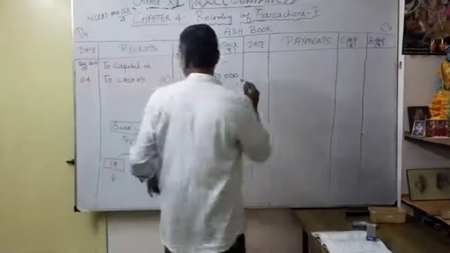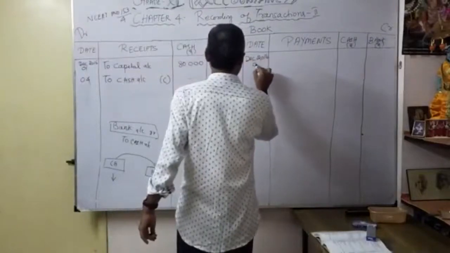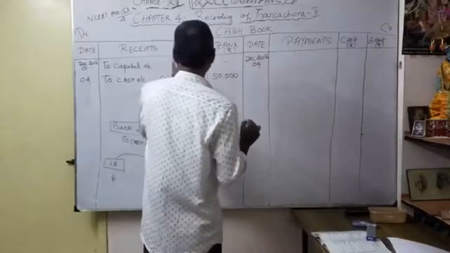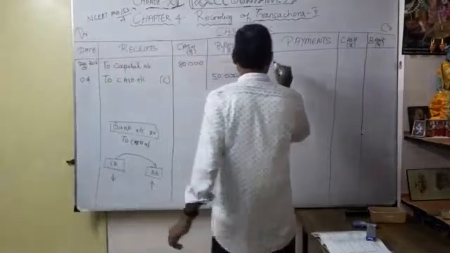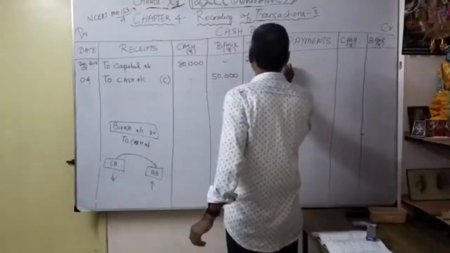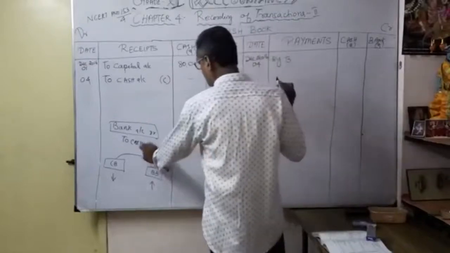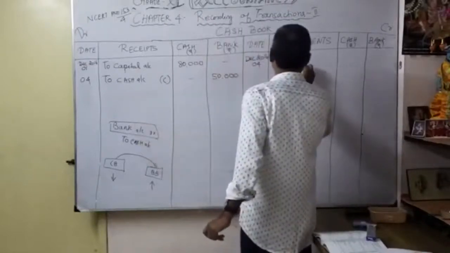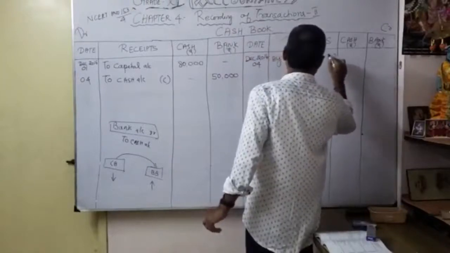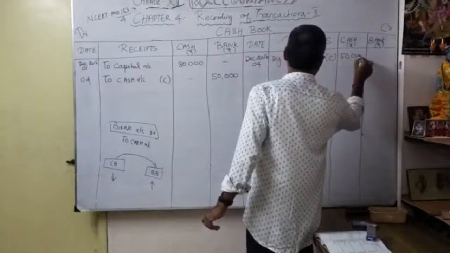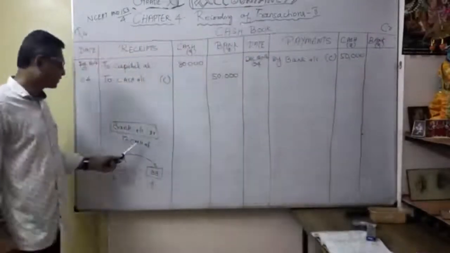So how to do it? Same December 2016, same date. How to write? Here bank account debit to cash. Okay. Then we have to write in the cash account, by bank. So in the cash account, by bank. How much? In the cash column, contra entry, 50,000. You understood now? So very, very, very important. So bank account debit to cash account.